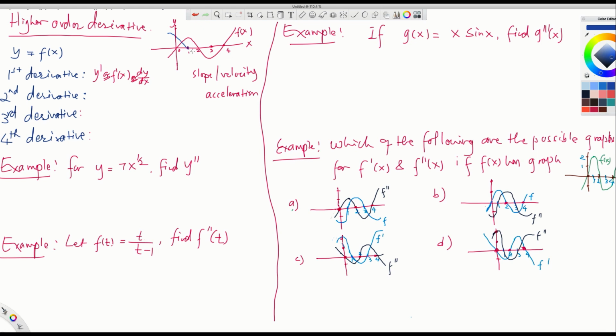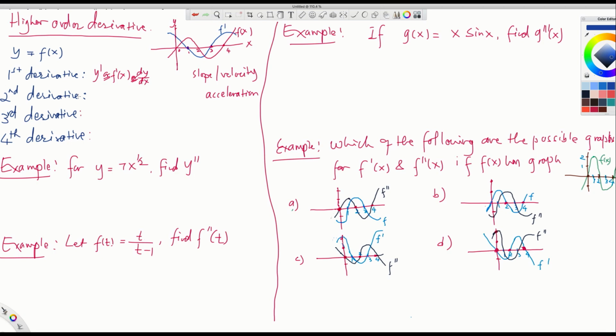Also, between 1 and 3, the graph is decreasing, meaning that you can have it like this. And after 3, the graph is increasing, meaning that it must be above the x-axis. This must be f prime. This is the graph of f prime of x.